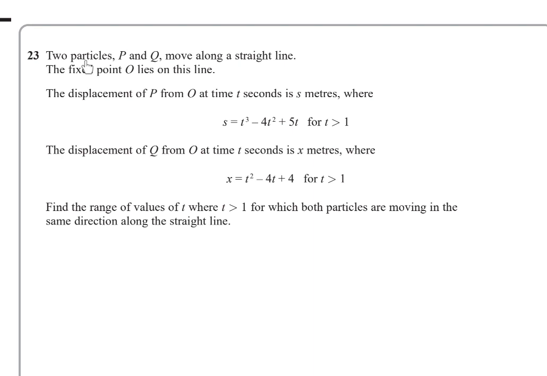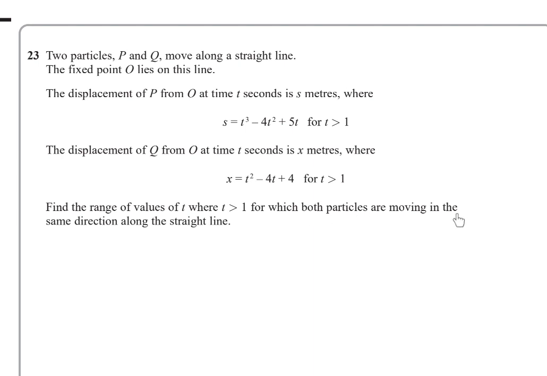23. Two particles P and Q move along a straight line. The fixed point O lies on this line. The displacement of P from O at time t seconds is s meters, where s equals t power 3 minus 4t power 2 plus 5t for t more than 1. The displacement of Q from O at time t seconds is x meters, where x equals t power 2 minus 4t plus 4 for t more than 1. Find the range of the values of t, where t more than 1, for which both particles are moving in the same direction along the straight line.